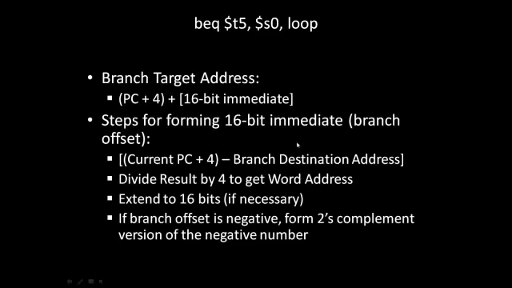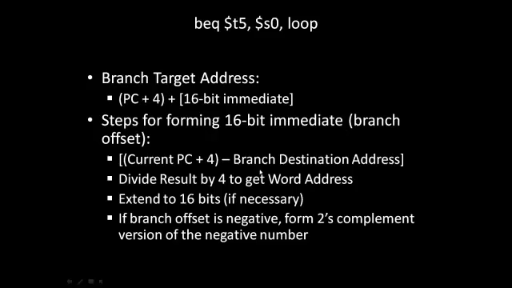Now we must compute the branch target address. This is computed by adding PC plus 4 to the 16-bit immediate field. Now, we must determine the 16-bit immediate field, also known as our branch offset. This is done by first computing our current PC plus 4, due to the fact that the MIPS machine has already incremented our PC at this point in time, and subtracting the branch destination address. This will result in the absolute value of the distance that we must branch to.